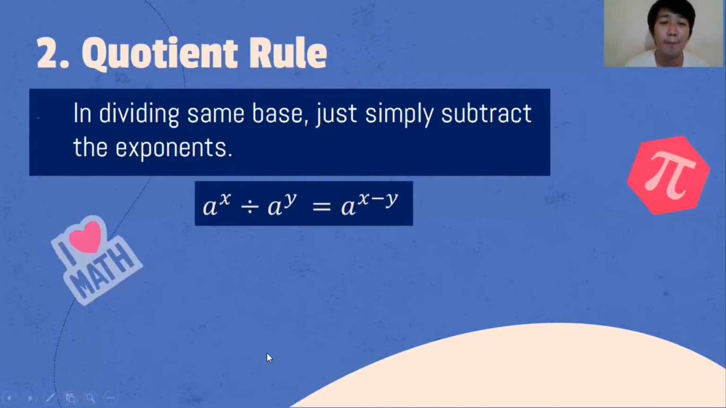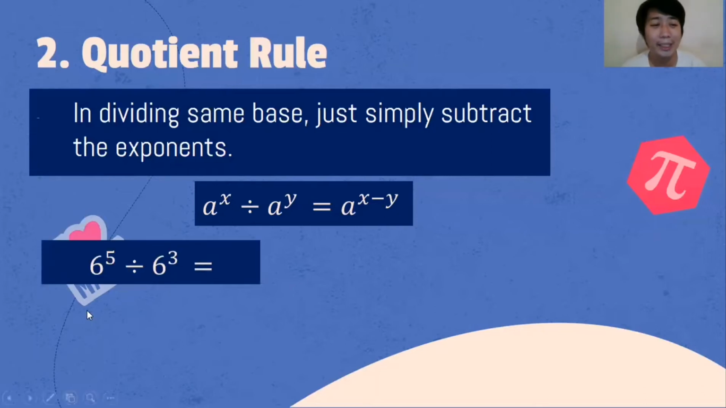For example, a raised to x divided by a raised to y is equal to a raised to x minus y because we will be subtracting the exponents. Again, a raised to x divided by a raised to y is equal to a raised to x minus y. In dividing same base, just simply subtract the exponents.